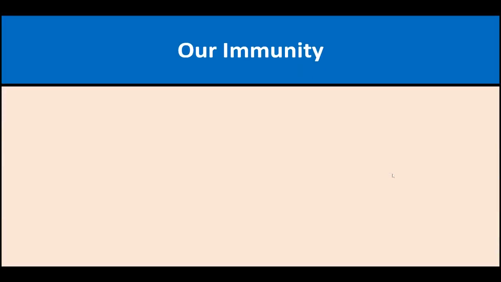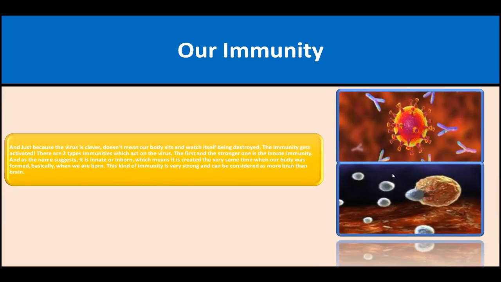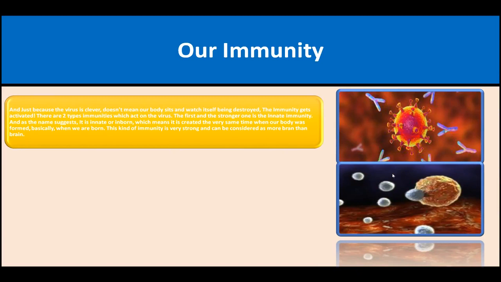Here comes our immunity, the savior of our day. And just because the virus is clever doesn't mean our body sits and watches itself being destroyed. The immunity gets activated. There are two types of immunities which act on the virus. The first and the stronger one is the innate immunity, and as the name suggests, it is innate or inborn, which means it is created the very same time when our body was created.